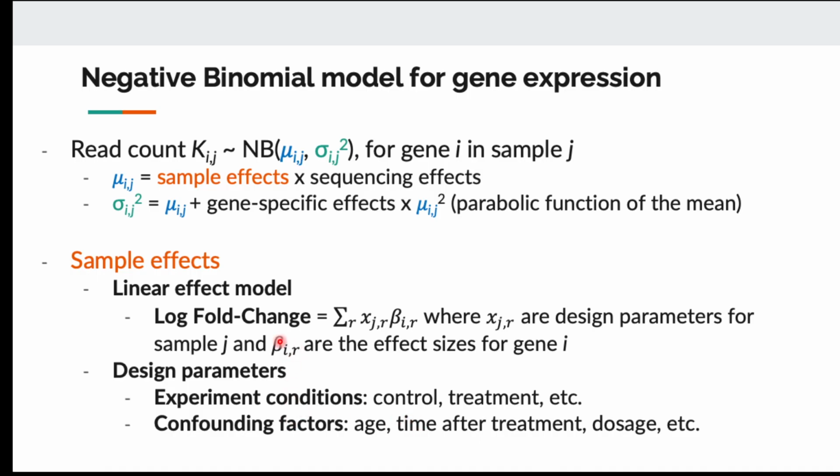So the way that DESeq2 takes your experimental design, like control, treatment, or other confounding factors like the age of the sample, time after treatment, dosage, for example, and incorporates this into the gene expression model is via a linear effect model. It's going to assume that the log fold change between two samples, so basically the difference in gene expression between two samples on the log scale, is going to be modeled as a linear function.